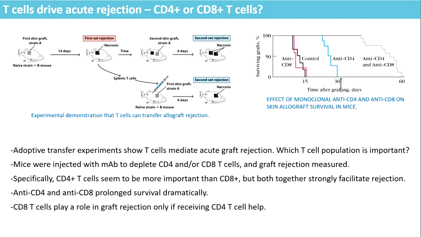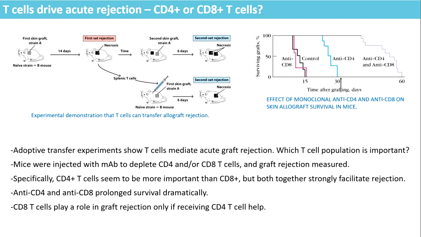So what's the thinking behind T cells being involved in acute rejection? This is a slide that's summarizing what we talked about before, but really it's an experimental demonstration that T cells are responsible for allograft rejection. Here we have a mouse that receives a transplant and we get our first set rejection. If we then perform a second skin graft from the same donor, we'll get a second set rejection, which is much faster. Okay, so we've already talked about that.